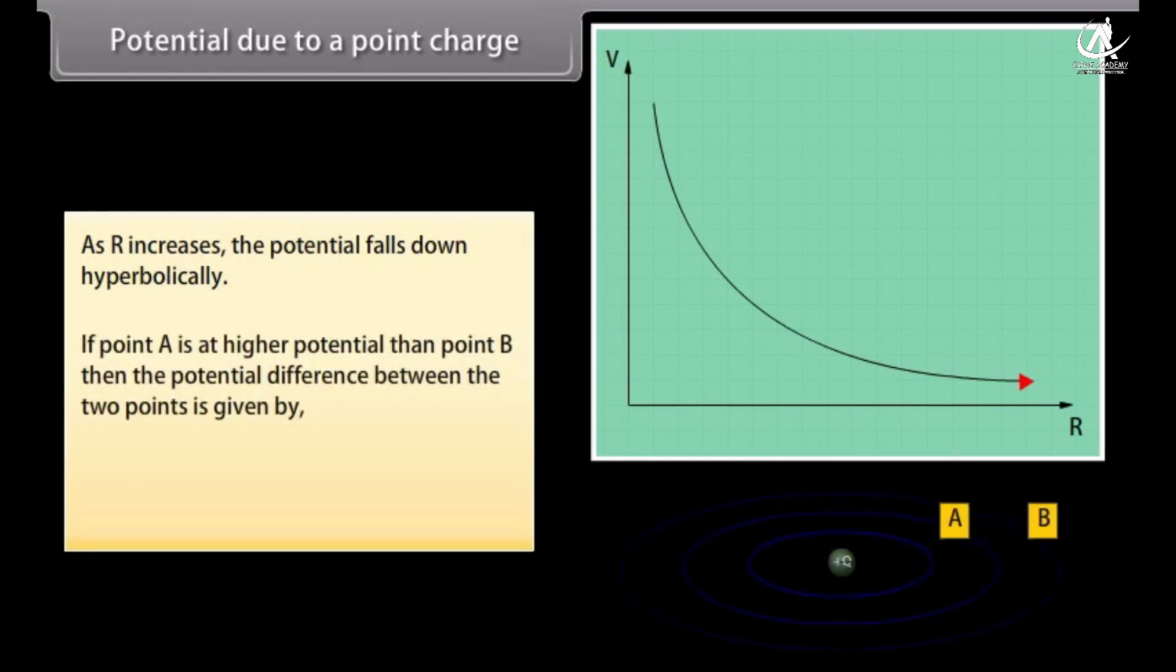If point A is at higher potential than point B, then the potential difference between the 2 points is given by V_AB = V_A − V_B. Put the values of V_A and V_B, we get V_AB = Q/(4πε0) × (1/a − 1/b).